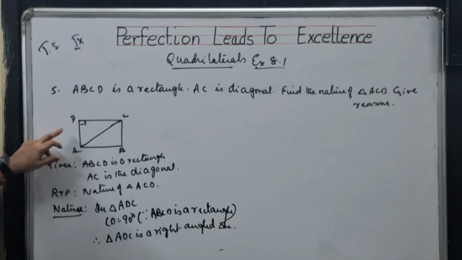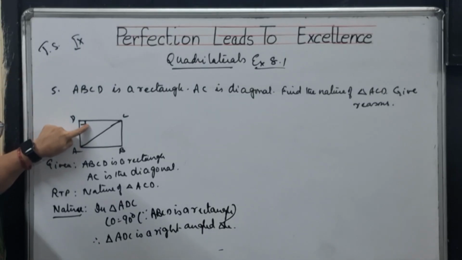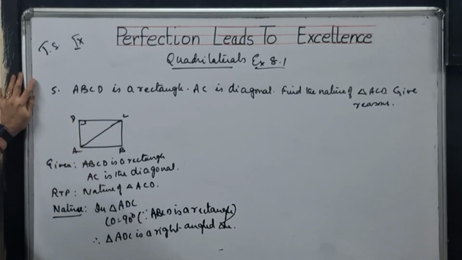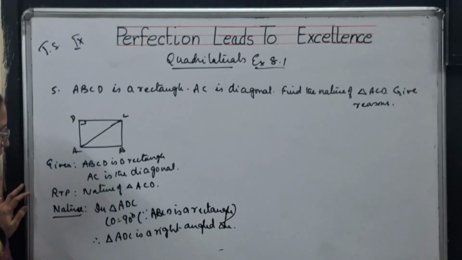We cannot call it any other nature of triangle, because there is a right angled triangle and there is a right angled isosceles triangle. We can say right angled isosceles triangle only when these two sides are equal. But this is a rectangle, meaning these two sides are not equal. So we can only say that it is a right angled triangle. Please note it down, children.